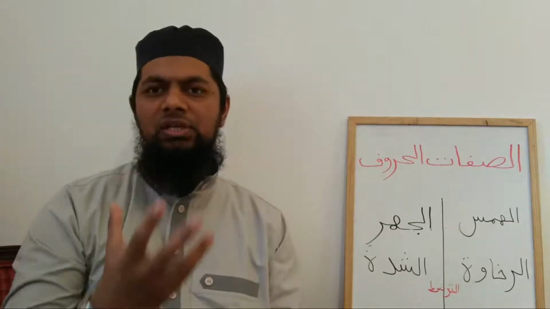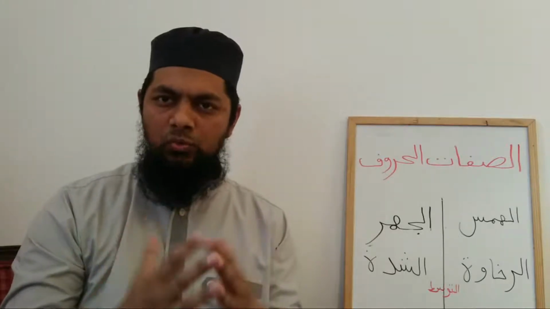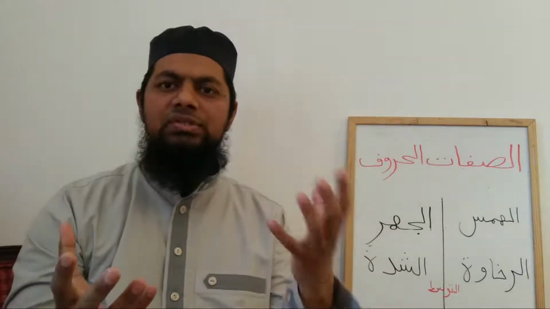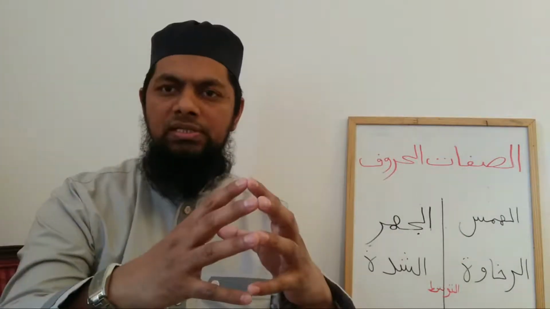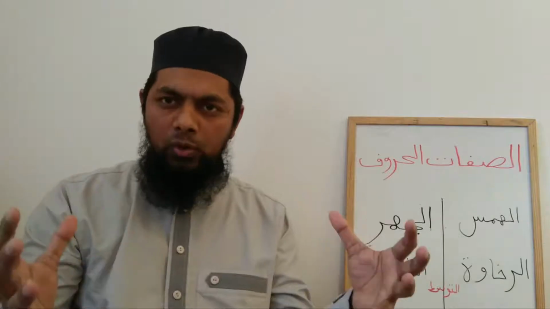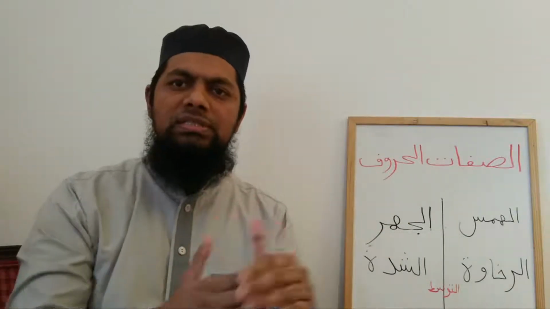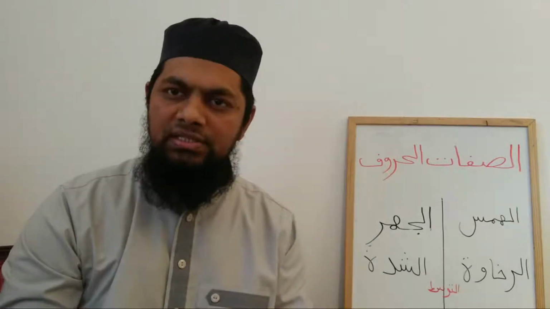Every letter has two components, remember? One is makhraj, another is sifat. They both have to be combined. To say a letter correctly, both components have to be combined in each letter. Then you can fulfill the right of the letters.